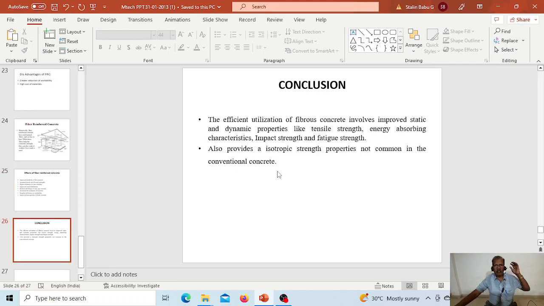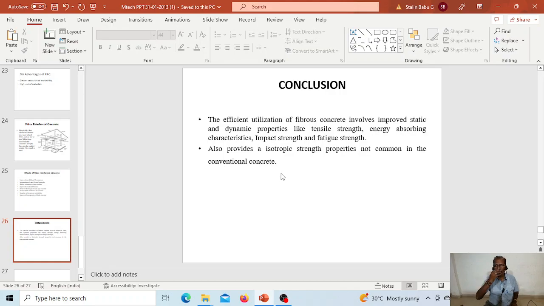And finally, the conclusion. The efficient utilization of fibrous concrete will give more strength and dynamic properties like tensile strength, energy absorption characteristics, impact strength and fatigue strength. Already I told you it is a 90% fatigue strength break-even point. It is more than conventional concrete. That's why we are using fiber reinforced concrete. The last point is that it also provides an isotropic strength property not common in conventional concrete.